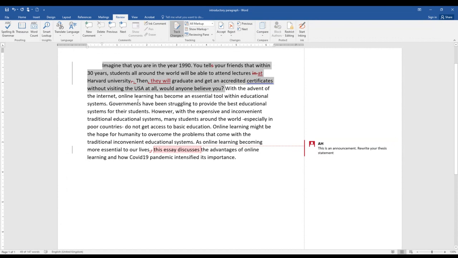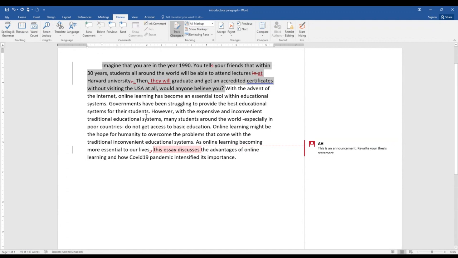Now, with the advent of the internet, online learning, excellent. He starts from broad, the inverted pyramid, till specific information. With the advent of the internet, online learning has become an essential tool within educational systems. Governments have been struggling to provide the best educational systems for their students.